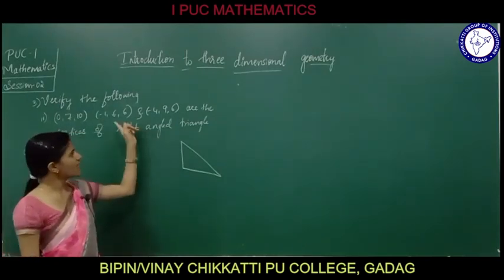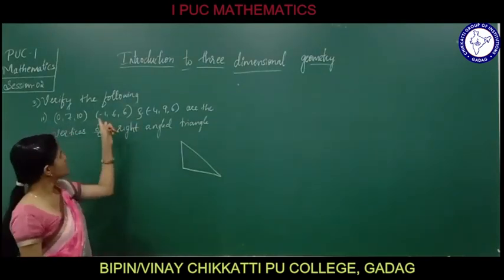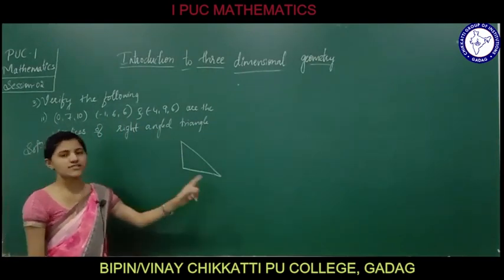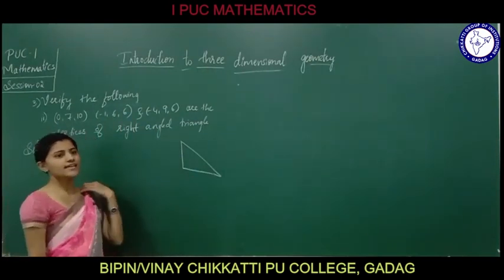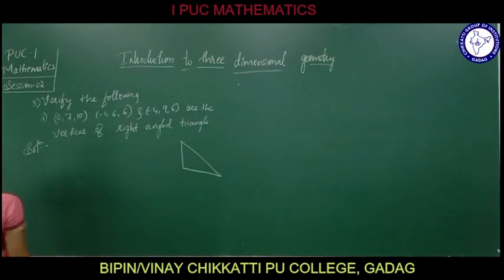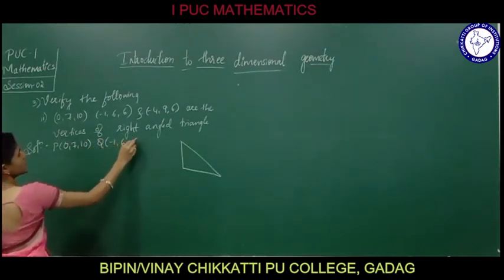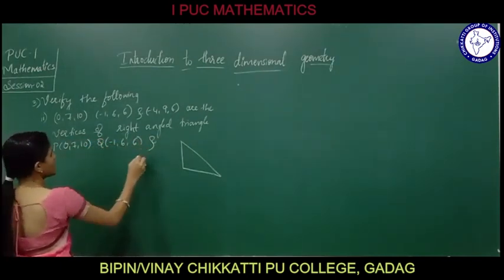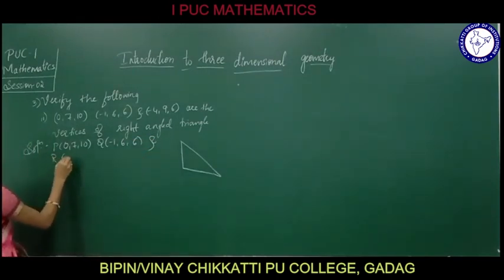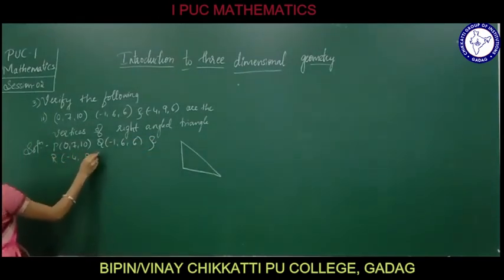We need to show that these points are the vertices of a right angled triangle. Let us solve one by one. Let us consider P of 0, 7, 10, Q of minus 1, 6, 6, and let R be minus 4, 9, 6. Let us find the distance.